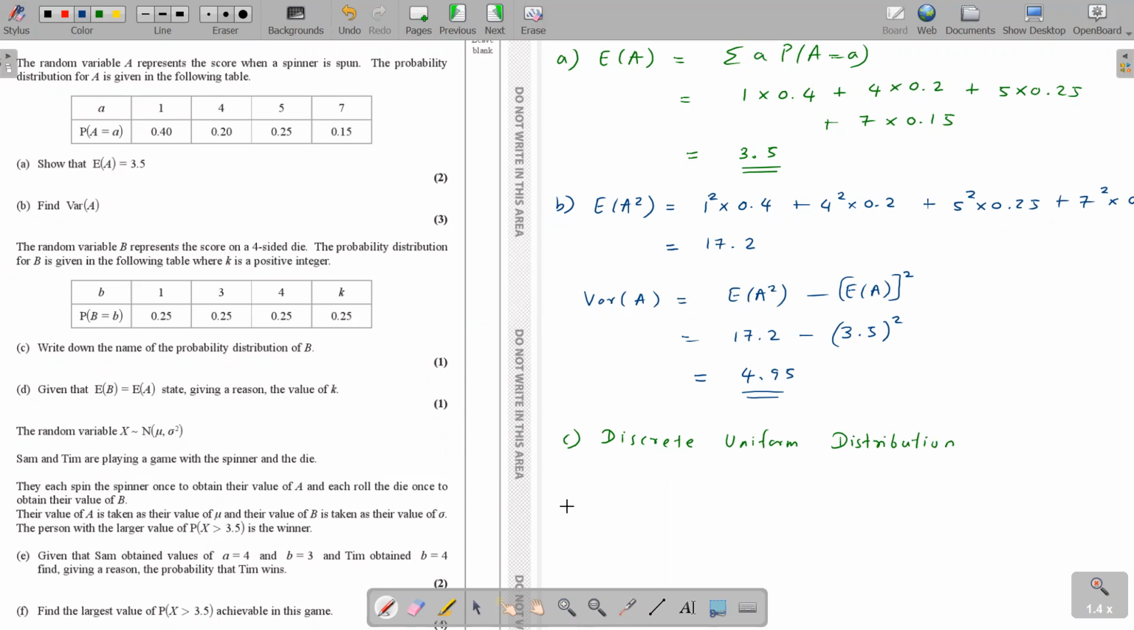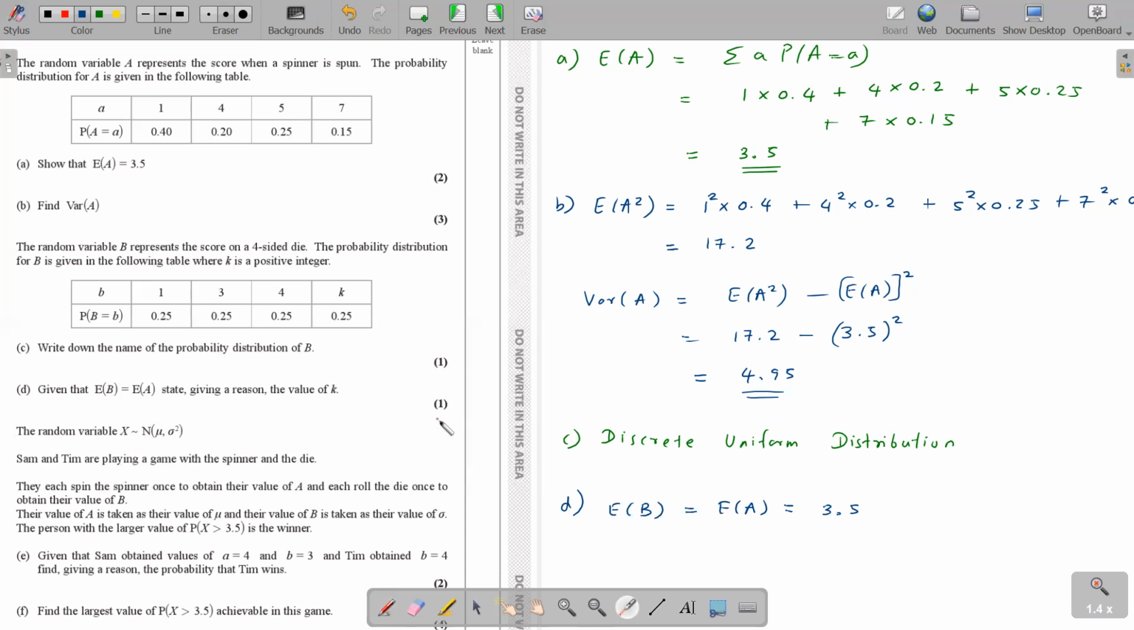Then in part D, given that the expected value of B is equal to the expected value of A, state, giving a reason, the value of K. So what's the expected value of B equal to the expected value of A? I think we found the expected value of A for 2 marks in part A. The expected value of A was 3.5. So they are telling you the expected value of B is also 3.5. Okay, so that means the average value of the X variable is 3.5. So then they are asking you, based on that, to give the K value.